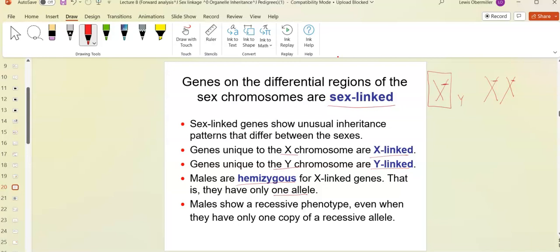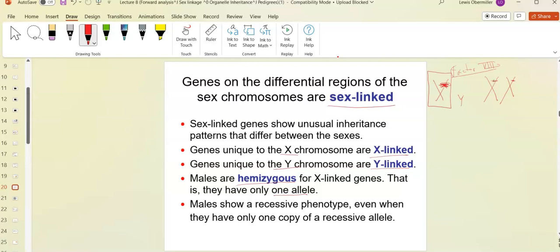Because of that, if you have a defect in, let's say, this particular gene, one of these codes for factor 8, which causes hemophilia. So if this is broken in a male, you don't make the factor that clots your blood and you become a hemophiliac. There's no other X to rescue you.